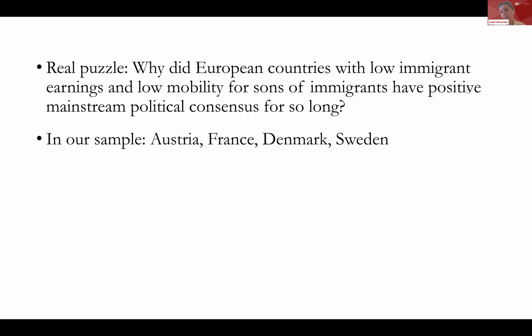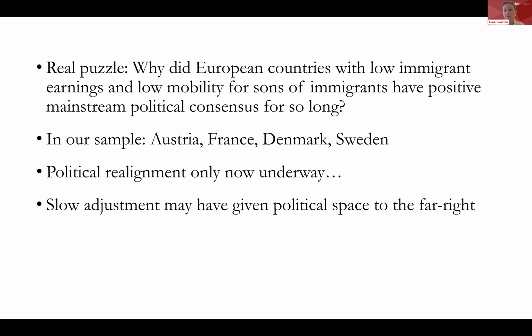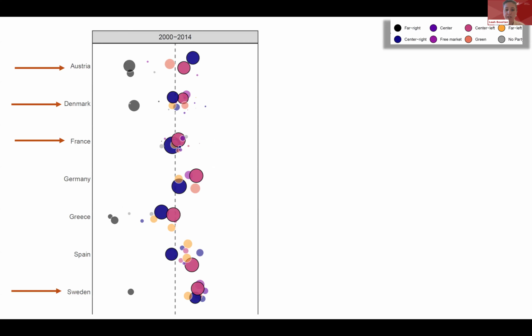And in our sample of political speeches, we cover Austria, France, Denmark, and Sweden, which are four countries where we see that the immigrant generation is earning a lot less than locals and that the sons of immigrants are doing particularly poorly. Political realignment is happening, but it's only now underway. And this slow adjustment may have given some political mileage, or a lane, for the far right to emerge. So I will end with this figure here.